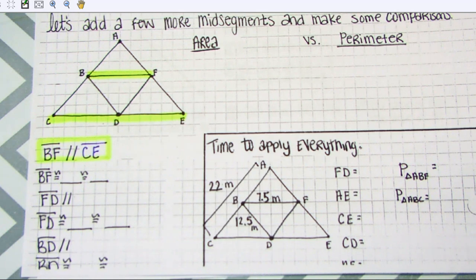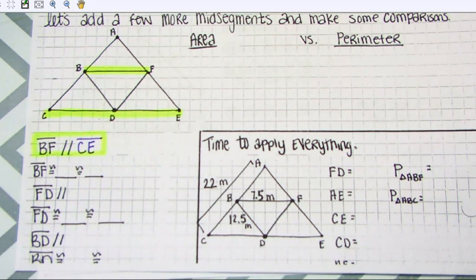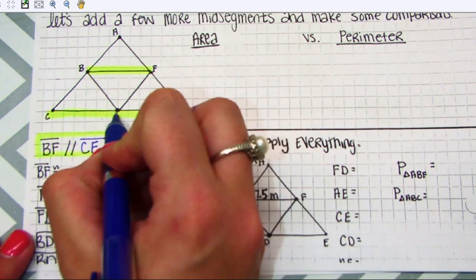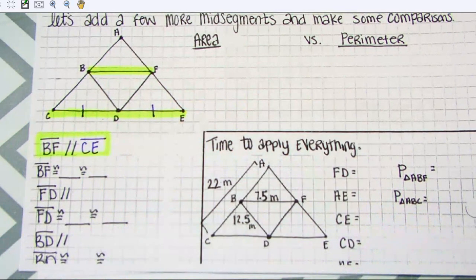Now, something interesting happens with the segment CE. What kind of point do we think point D is? A midpoint, good job. Because in this picture, we've got a bunch of mid-segments. And remember, mid-segments connect midpoints. Mid and mid. So what that means is this segment and this segment are equal, because D is in fact a midpoint.